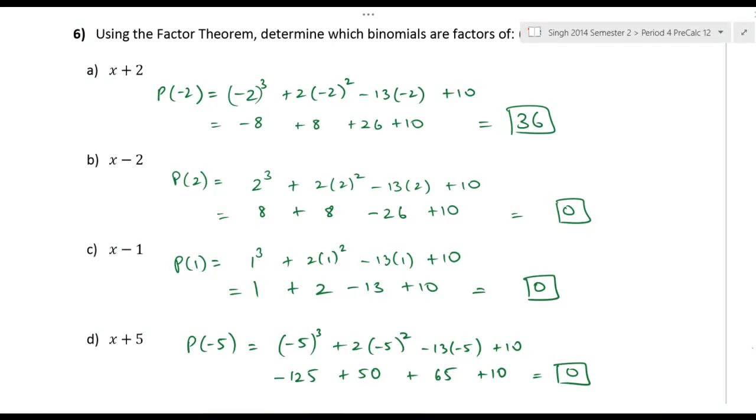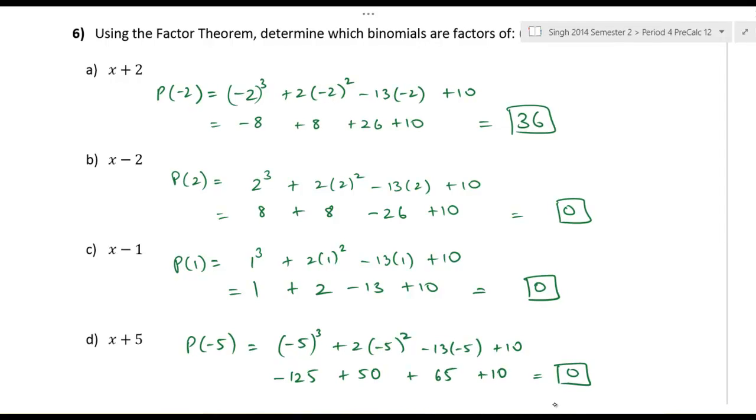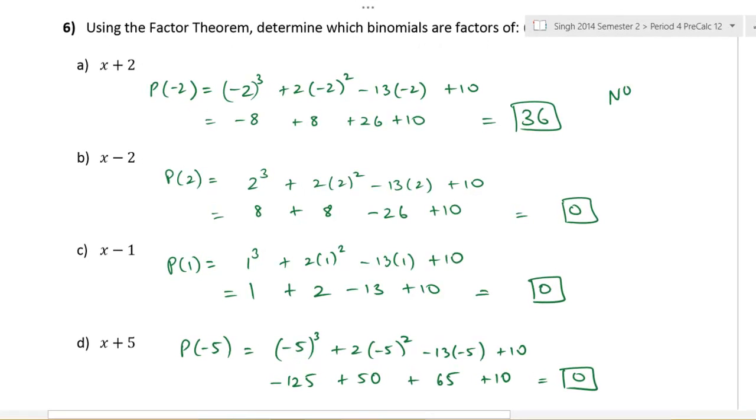Alright, so once you've done that, you'll notice that we end up getting a remainder of 36 for the first one, and 0, 0, and 0 for the rest of the three terms. So what this tells us is that this is not a factor, and this is a factor, and this is also a factor.